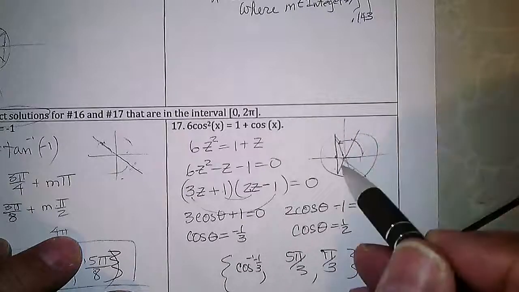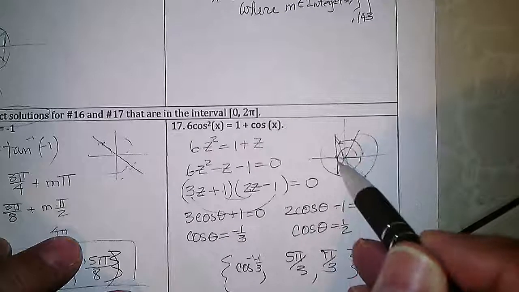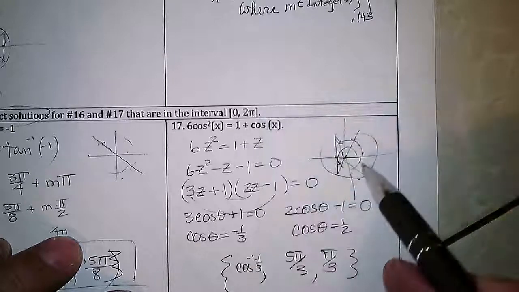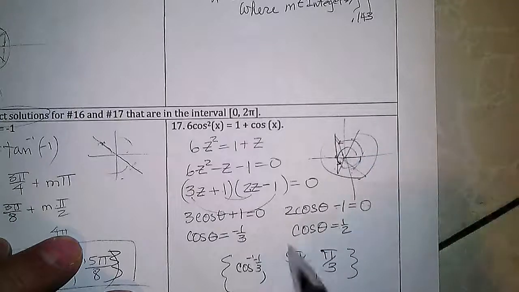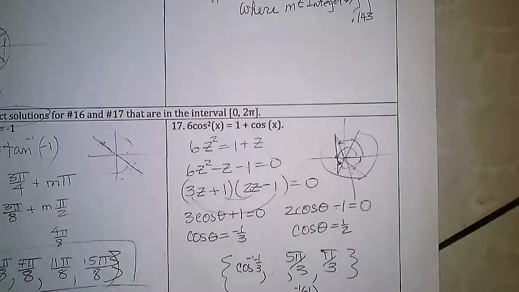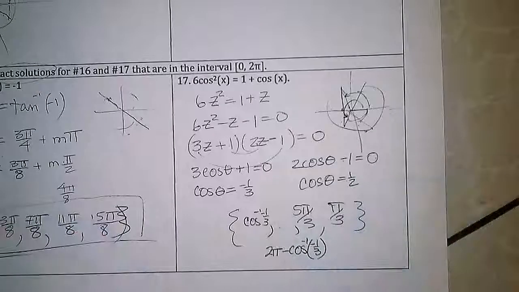Now to get this one, if I went this way, I'd get there, but I want to get this angle that's between 0 and 2 pi. So I'd have to go 2 pi minus this. So the last one in here would be 2 pi minus cosine inverse of negative 1/3. And that's how you could type it into the calculator to get that. So these are the 4 exact answers. And that's it.